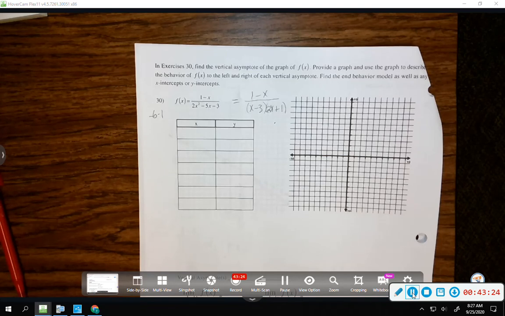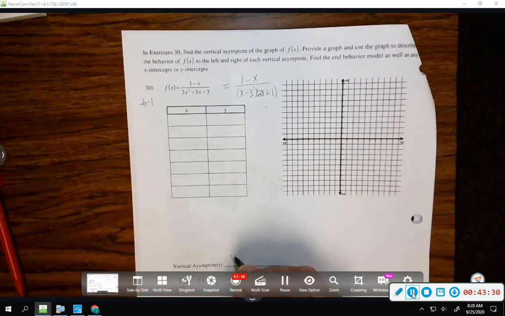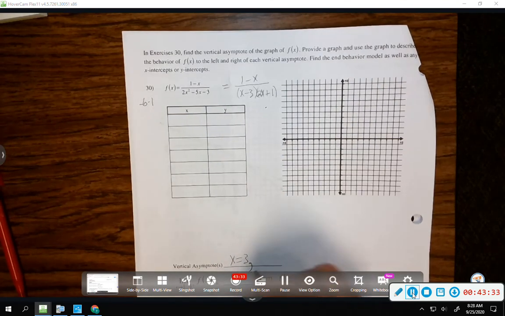Do we have vertical asymptotes? We have 2. We have a vertical asymptote at x equals 3. We have a vertical asymptote at x equals negative 1/2. That's why you have more blanks here. So I'll put my x equals 3 here from the right, from the left. This is going to be my negative 1/2 here. You got to write small.